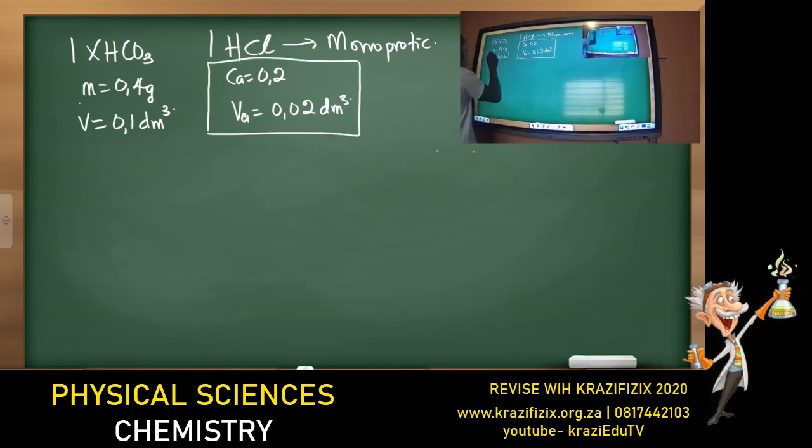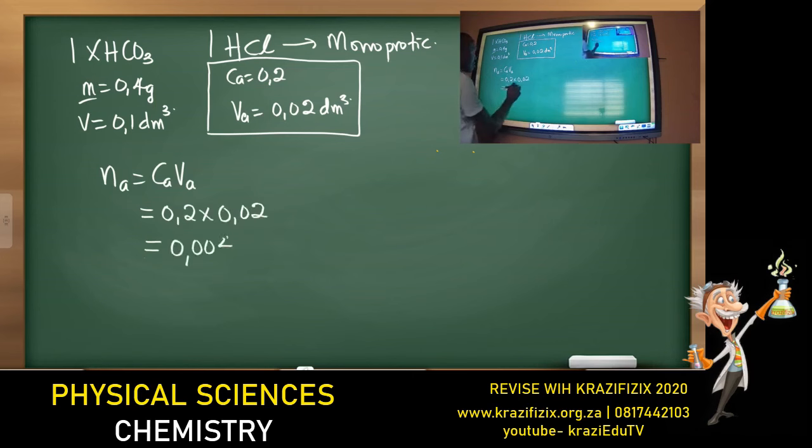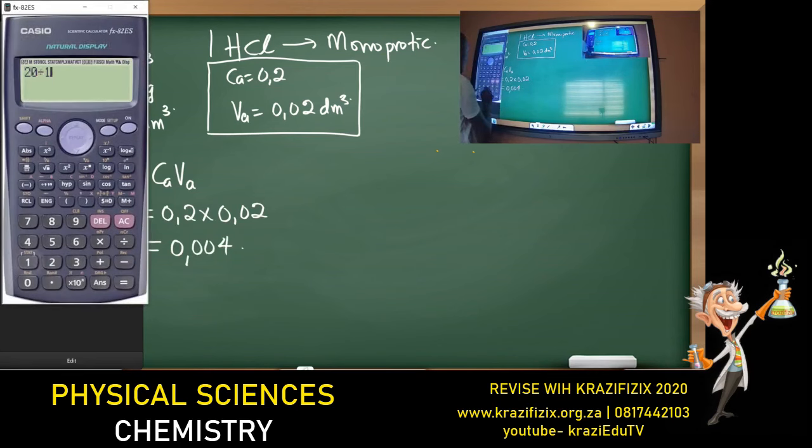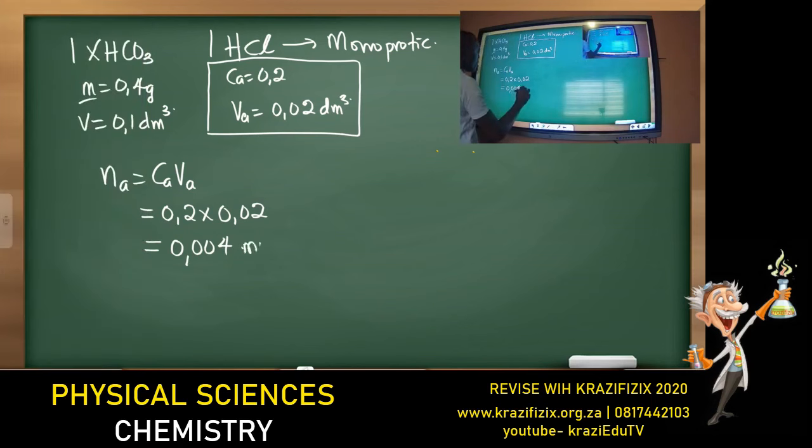All right, because we're given mass here, I can then calculate the number of moles. Remember, I want element X. So number of moles of the acid would be what? CaVa. What is my C? 0.2. What is my V? 0.02. And what would this give me? 0.004. You can always confirm because of the zeros. First, we said 20 divided by 1,000. All right, 0.02 multiplied by 0.2, and that gives me 0.004 moles.